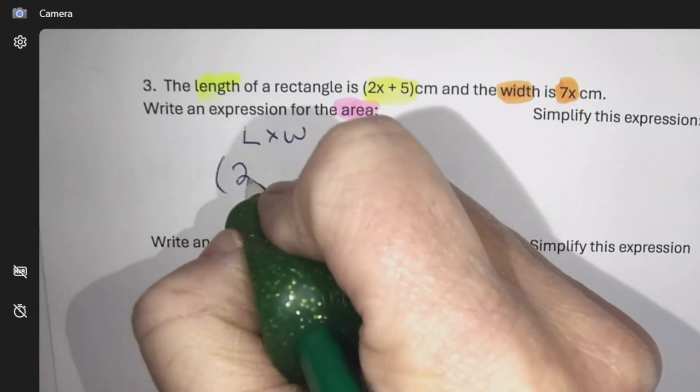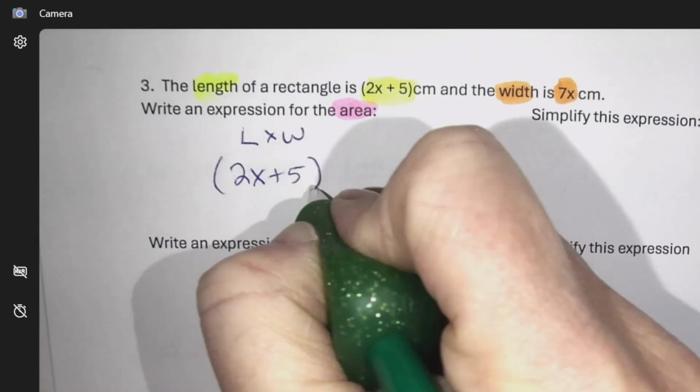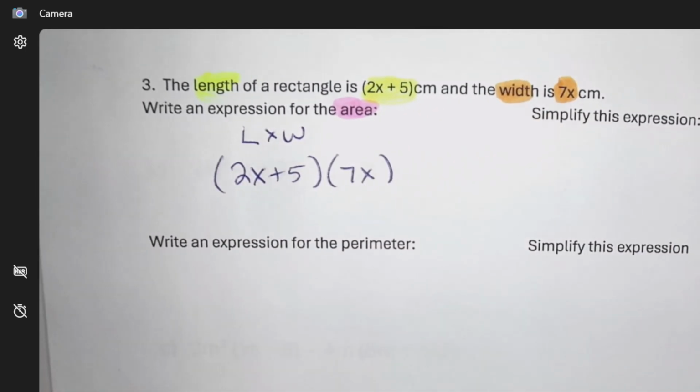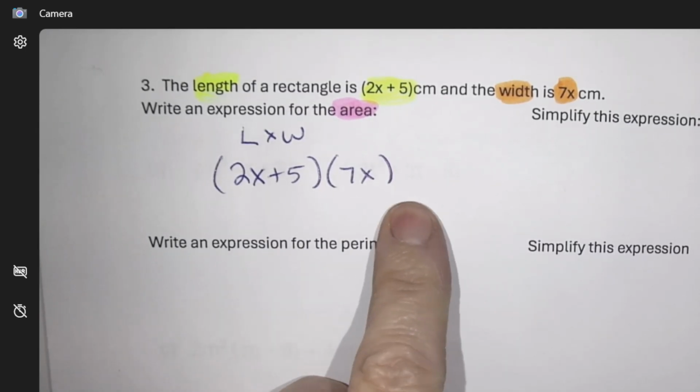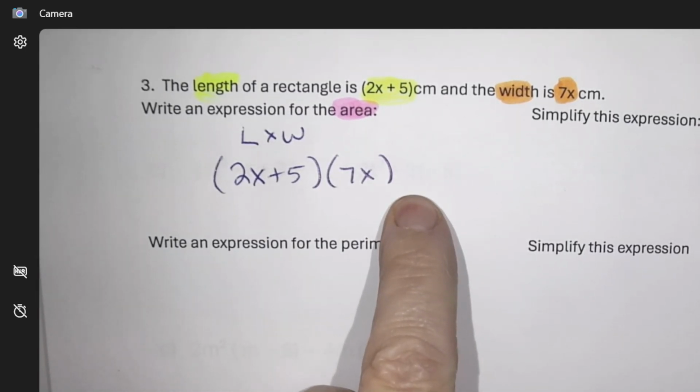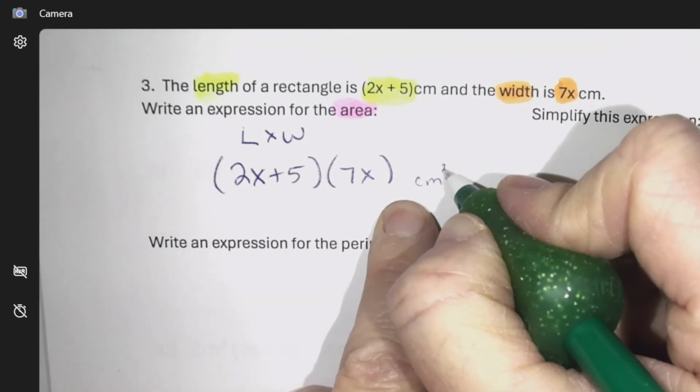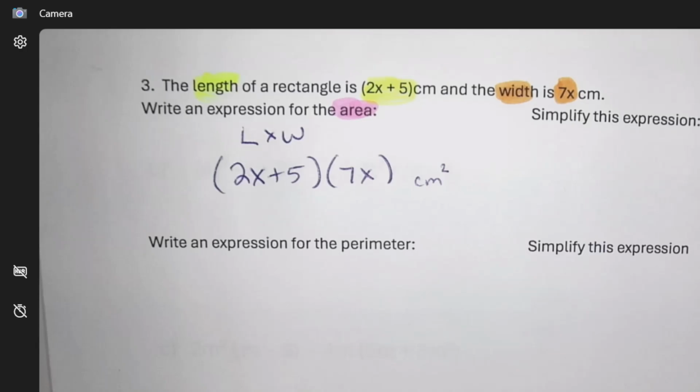So it's going to look like this. Write an expression for the area. Okay? Now, I feel like only about 3 of you did this. What should I put at the end of area? Centimeters squared. How many people did that? A couple of you. That was it.